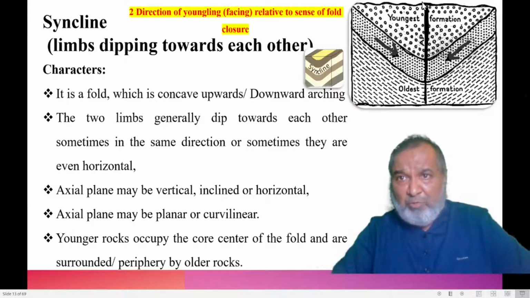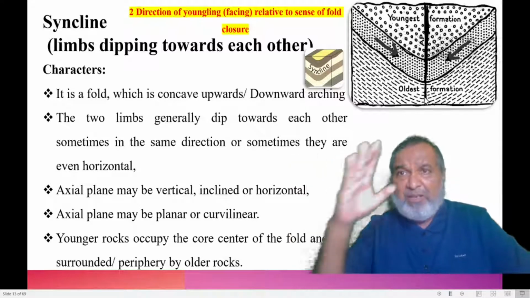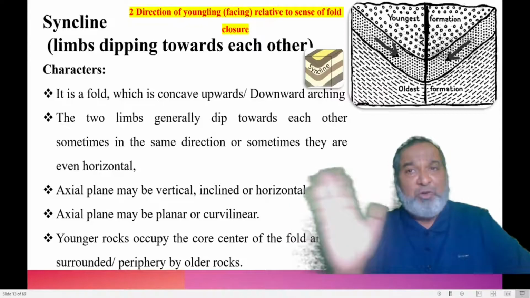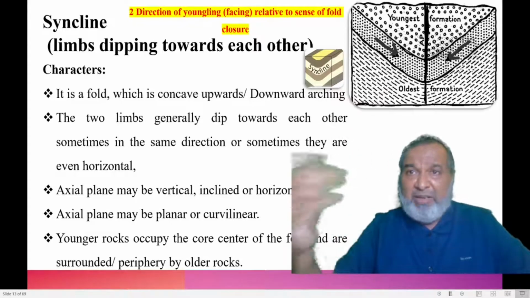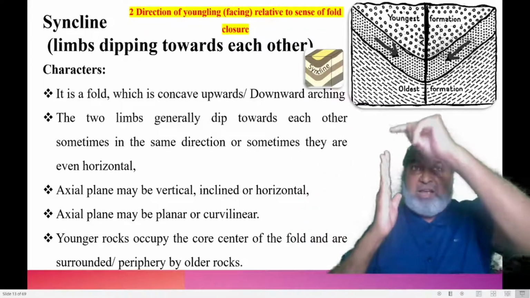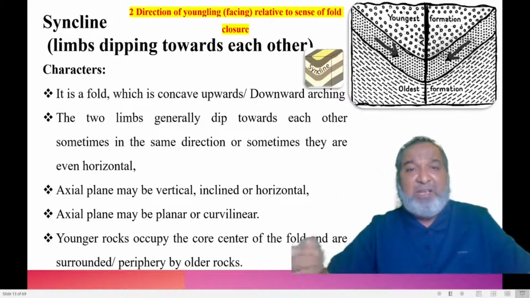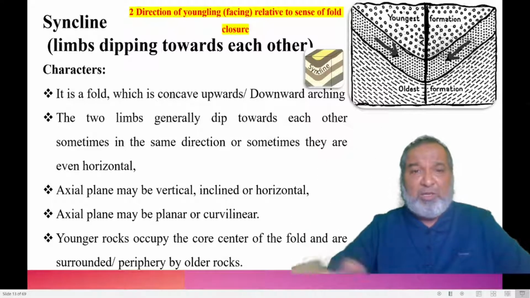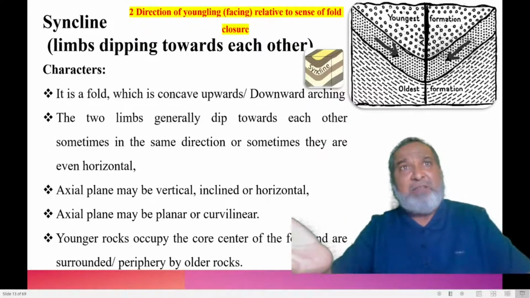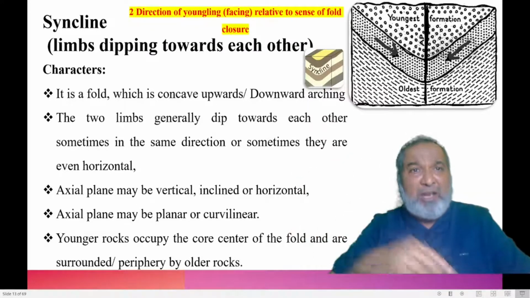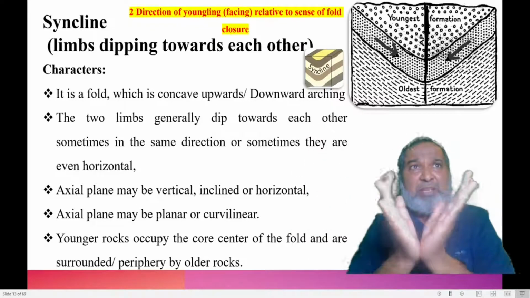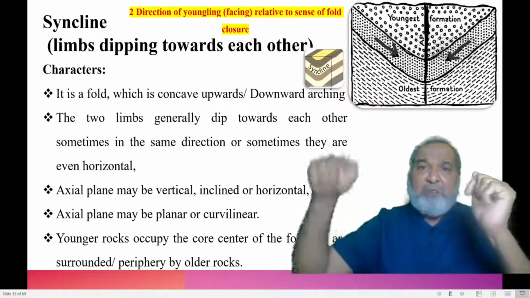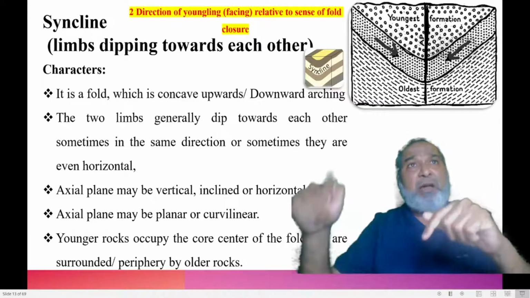Axial plane, next point, axial plane is vertical, it is inclined, it may be horizontal. That is the next point. Next point, axial plane is straight line or it is curvilinear. So same will be here also. So the same one, only thing is the reverse point is there as compared to the anticline. The syncline, limbs are dipping towards each other. It is a downward arching or it is the concave upward.